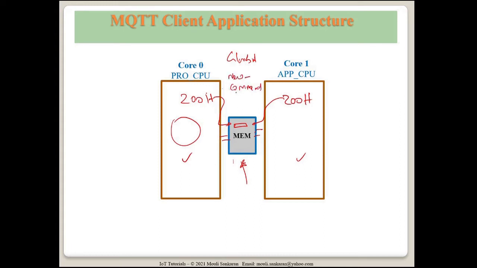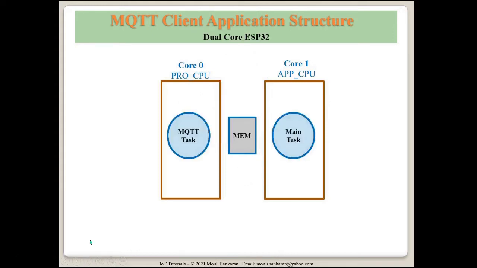I am using this variable to hold the command that it has received from the broker. This variable is going to be accessed from both the cores, and it will be in the same location, one copy of it, which will be referred to from both the tasks running on these cores. They will be able to get the value, whatever is stored there. Now, let us see what I am doing here.